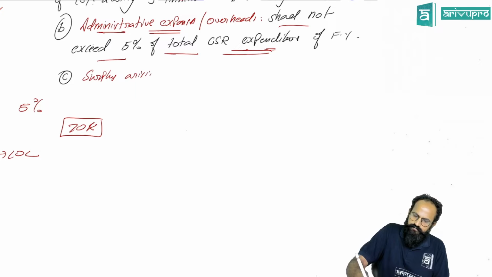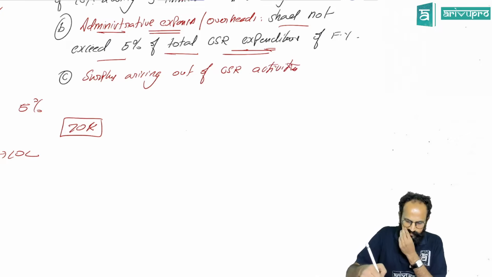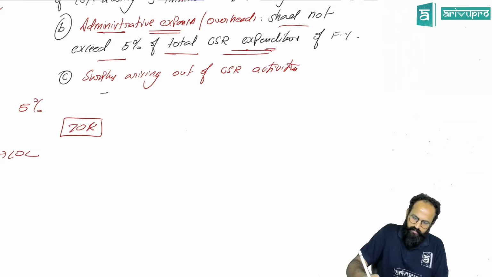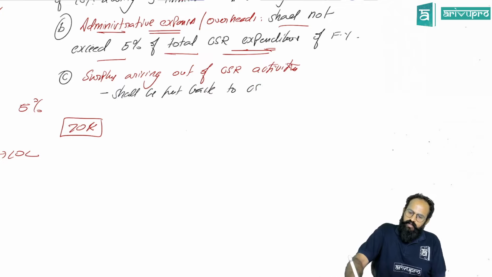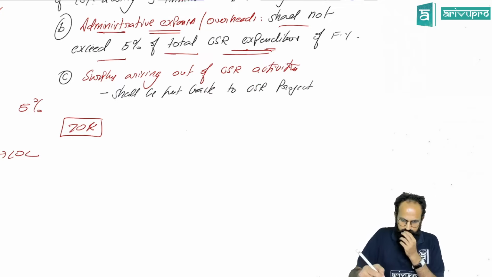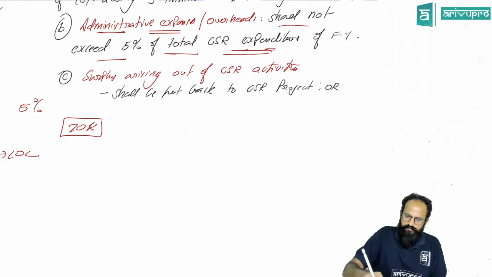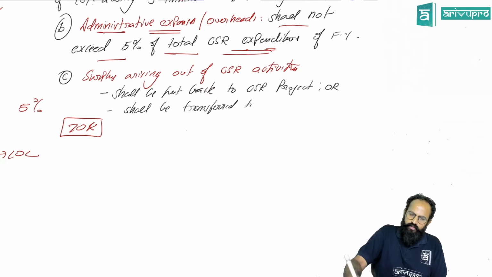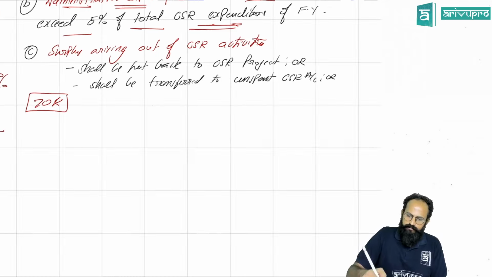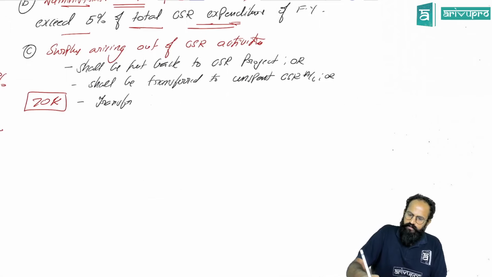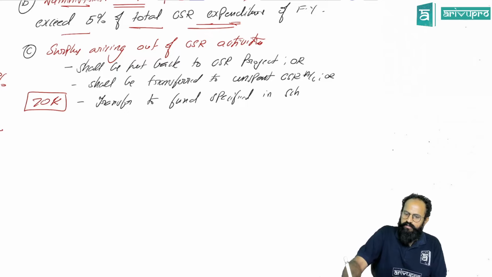Surplus arising out of CSR activities shall be put back to the CSR project, or shall be transferred to the unspent CSR account, or transferred to the fund specified in Schedule 7.